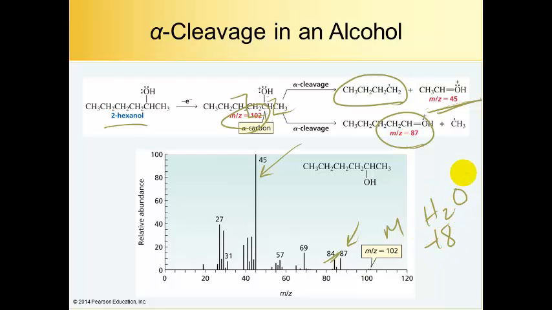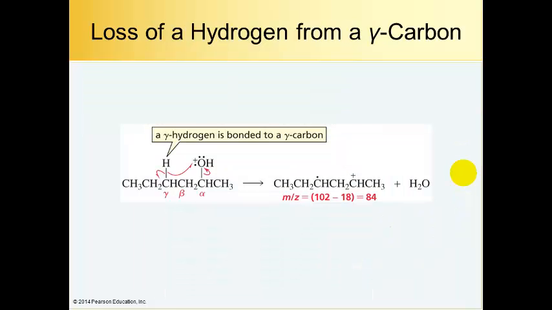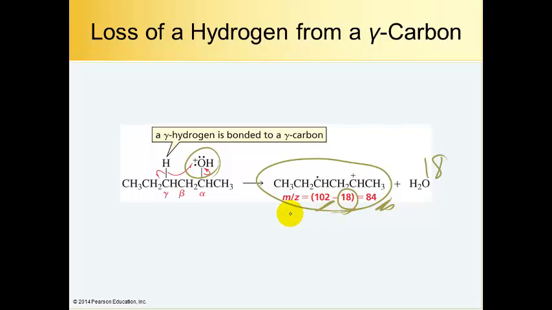Now, understanding a little bit how H2O leaves, that's going to be the gamma carbon. So we have the OH on the alpha carbon, there's beta, and then there's the gamma. And so the reaction is that the hydrogen hops over with the water that leaves, and then the radical is put back on this species, which is going to be 84, which is 18 mass units smaller than the molecular ion, and that is loss of water, a true signature of alcohols in mass spec.